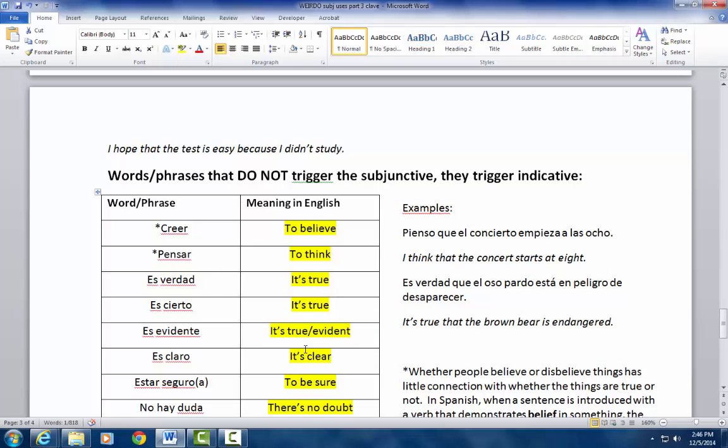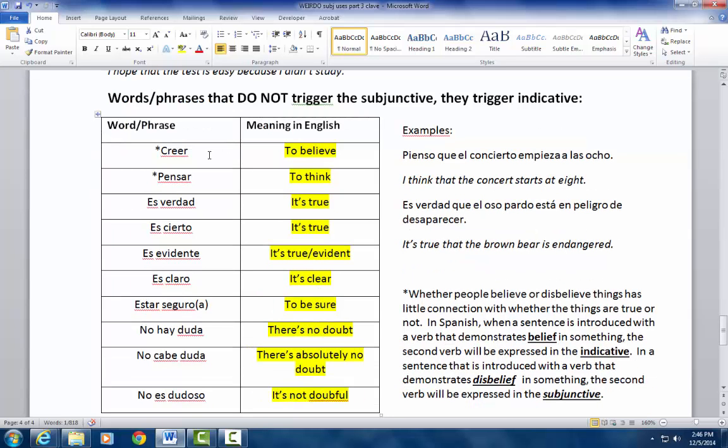Now, we did a little bit of this in the last chapter as well, but now we're doing it very comprehensively. There are some words and triggers we have to memorize that never, ever, ever trigger subjunctive because they trigger the indicative, which is the regular old present tense. So creer that stands alone and pensar that stands alone. There are no question marks. There's no no in front. These are going to just be indicative triggers, to believe and to think.